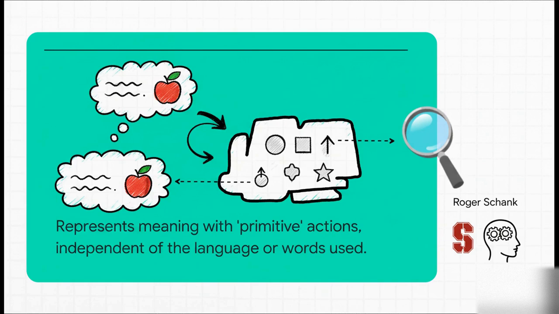Then you add guys like Roger Schenck, who took it a step further. He had this really cool, kind of radical idea. What if we could boil down all sentences to a small set of primitive, universal actions? The idea was, no matter how you say something, if it means the same thing, the machine should represent it in the exact same way.